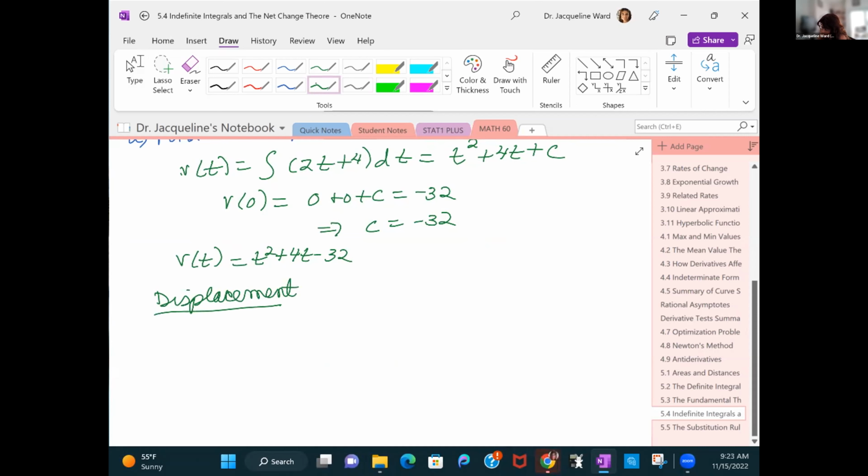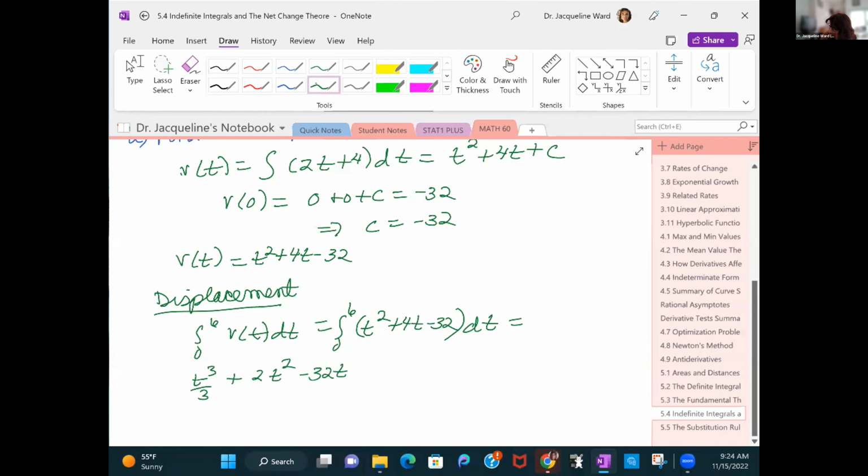Okay, so again, displacement. Right, we're going to be integrating from 0 to 6, just the velocity function, dt. Don't forget your parentheses. Don't be sloppy. Okay, so we integrate that: t cubed over 3 plus 4t squared over 2. So that gives you 2t squared minus 32t from 0 to 6.